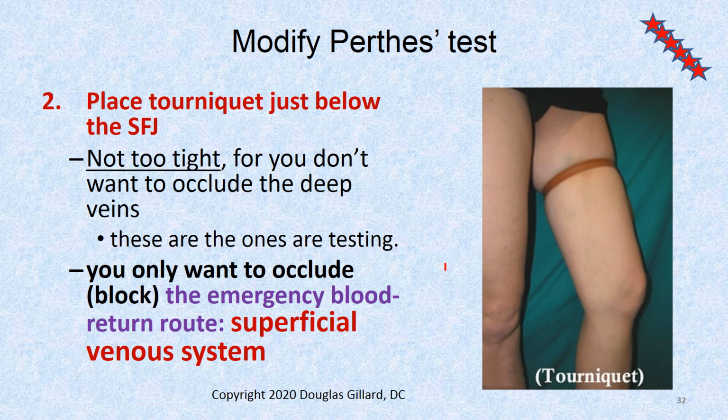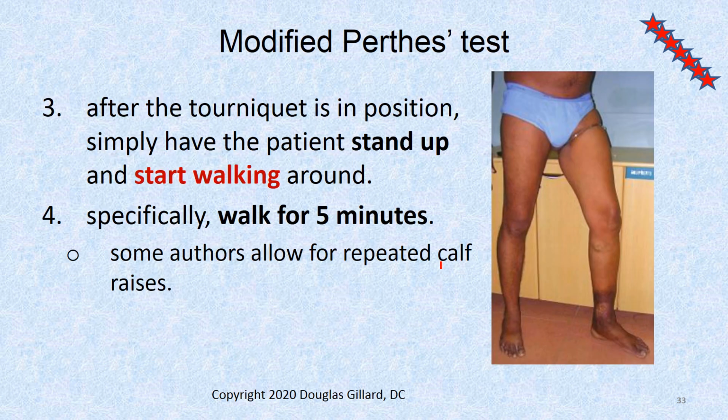So that's the key there. So just want to include the superficial system. And then after you put it on, you have them get up and walk around the room for 5 minutes and don't tell them anything. So you're looking for pain, claudication pain.